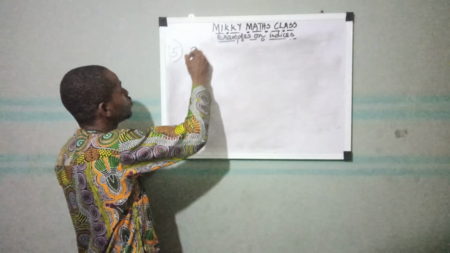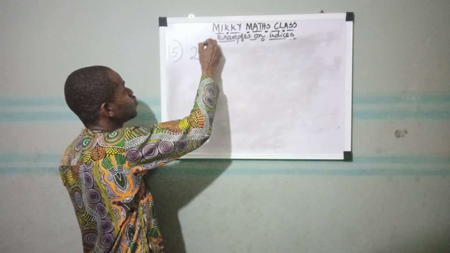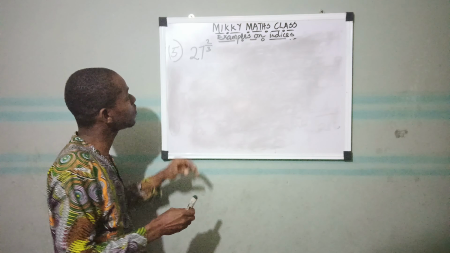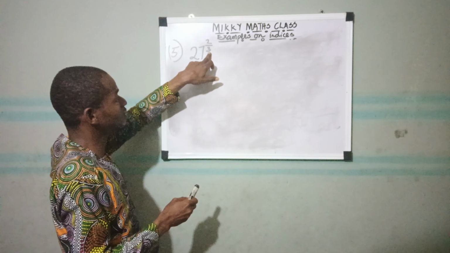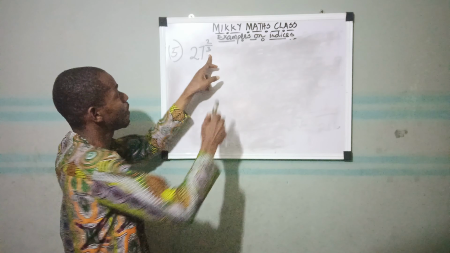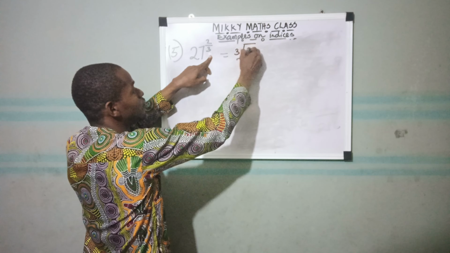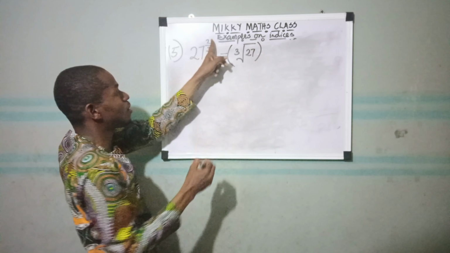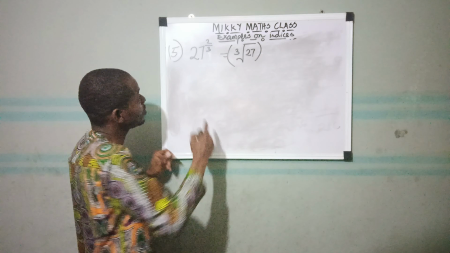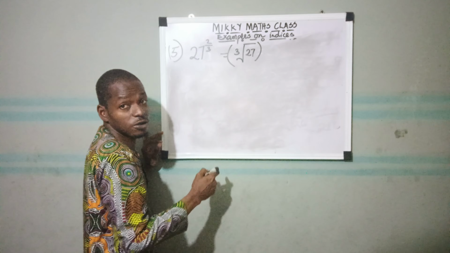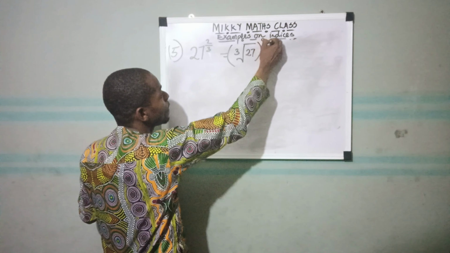The fifth one says 27 raised to the power of 2 over 3. Remember this law, the fractional index law. Now, it's the same thing as taking the cube root of 27, then raising it to the power of the numerator, which is 2. The denominator is the root.